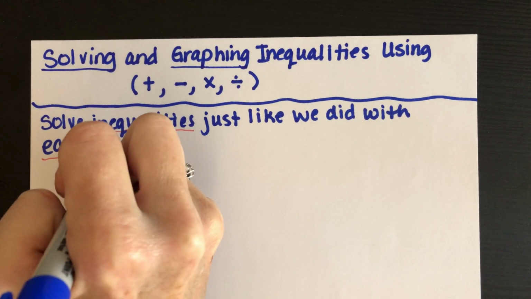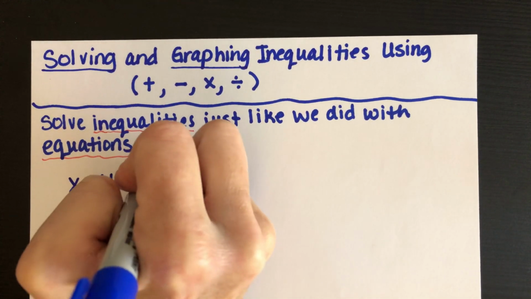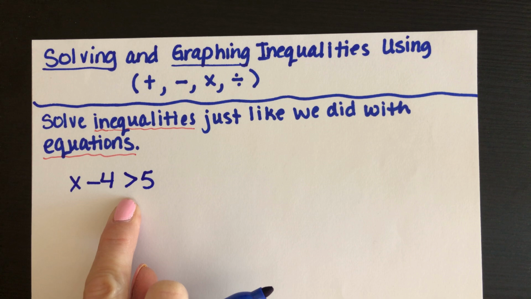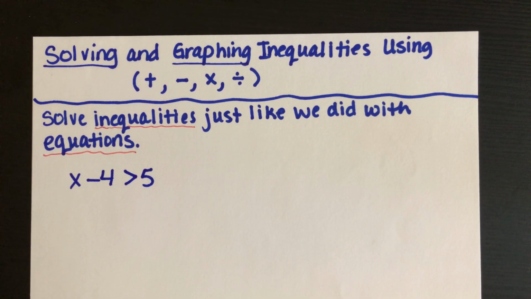x minus 4 is greater than 5. Notice I have my inequality symbol here. I do not have an equal sign. Also remember, you can pause at any time you need to so you can keep up with these notes. So x minus 4 is greater than 5.